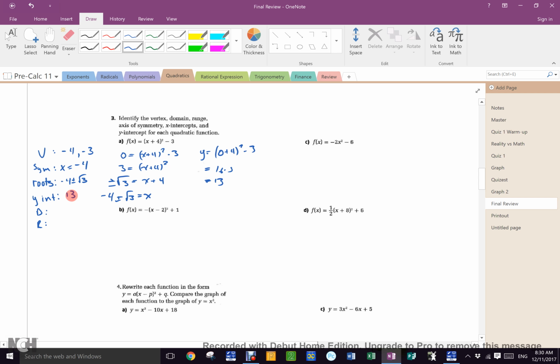What is the domain? What's the domain of every parabola? What x values can I put in there?